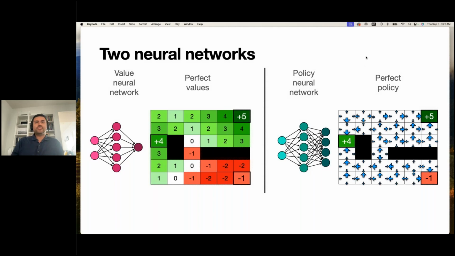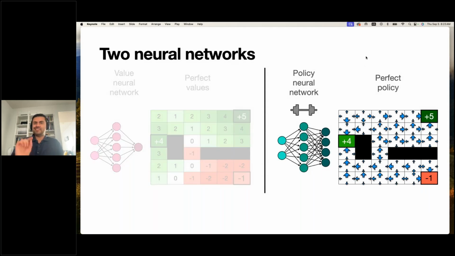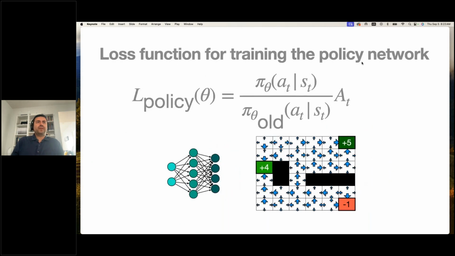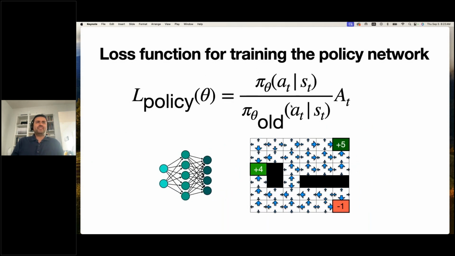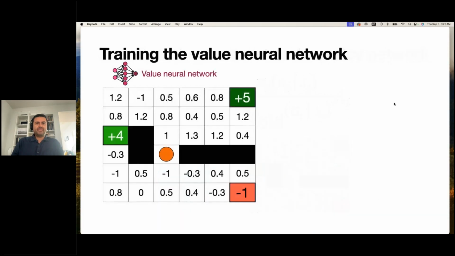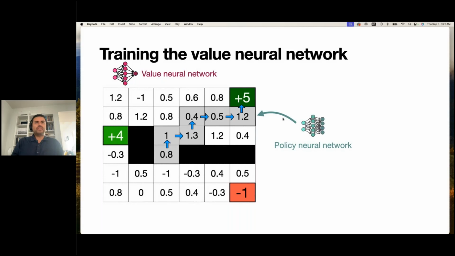So we have the 2 neural networks. Now I'm going to tell you how to train the policy neural network. This is a little trickier, but it's fun. Check it out. This is the loss for the policy, which looks ugly, but it's not that bad. I do the exact same thing. I'm here, and I take a path, and my path, let's say, goes to 5. How do I pick this path? With the policy neural network.